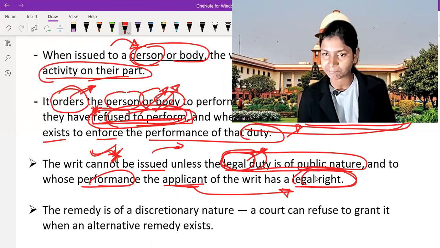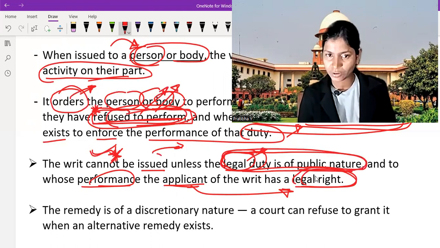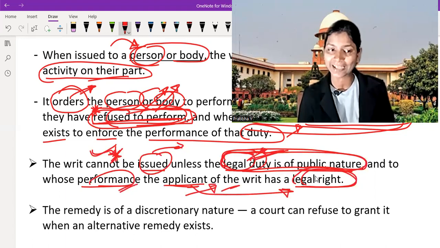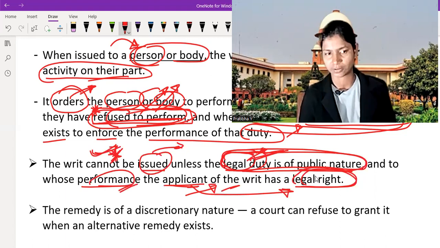That means only if the issue is of a legal duty of a public nature and the applicant of the writ has a legal right to its performance do we issue a writ, otherwise not. Okay.